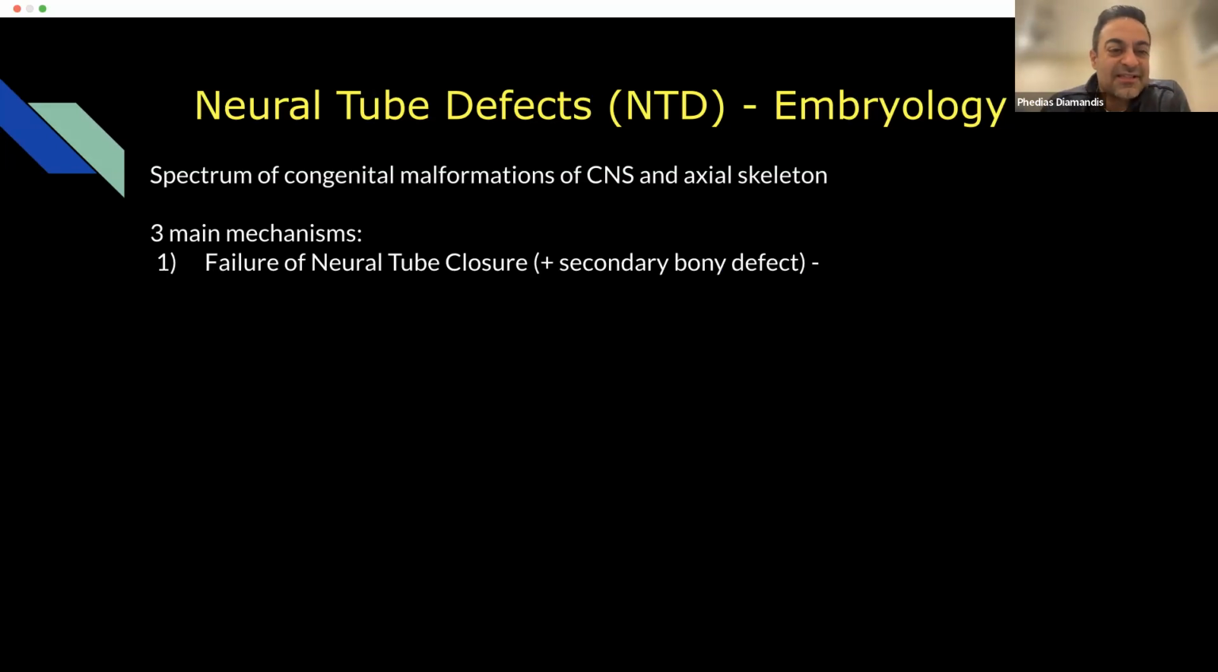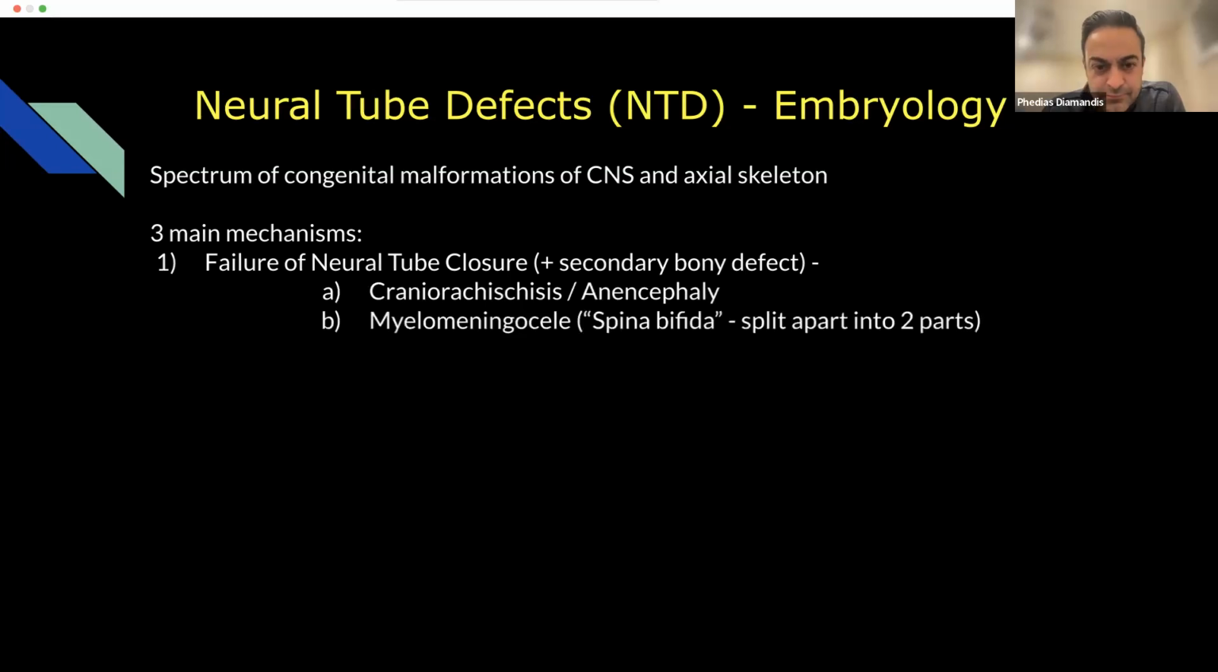So the first is really a failure of neural tube closure. That neural tube that we saw forming in the first weeks of life fails to close, and then there are secondary bony defects. Examples of these that we'll go over today are craniorachisis, which leads to a process called anencephaly, and another disorder called myelomeningocele, or spina bifida. Bifida means the spine is split into two parts, as we'll see. These are really the most severe form. Again, these are true neural tube defects. I think that's not controversial.